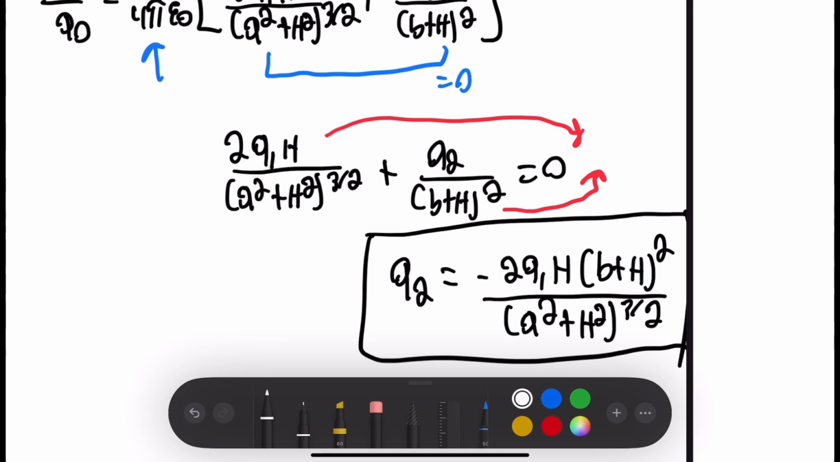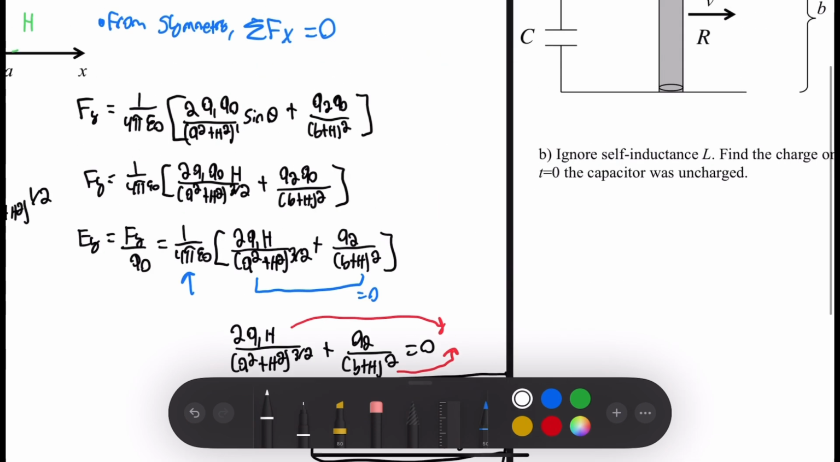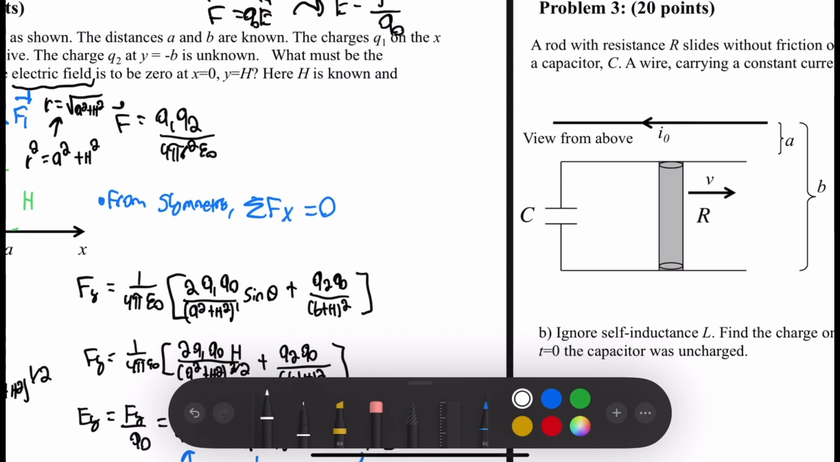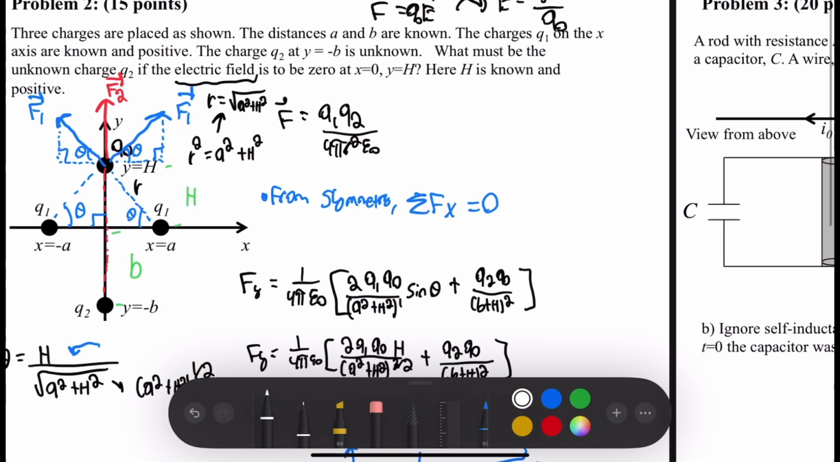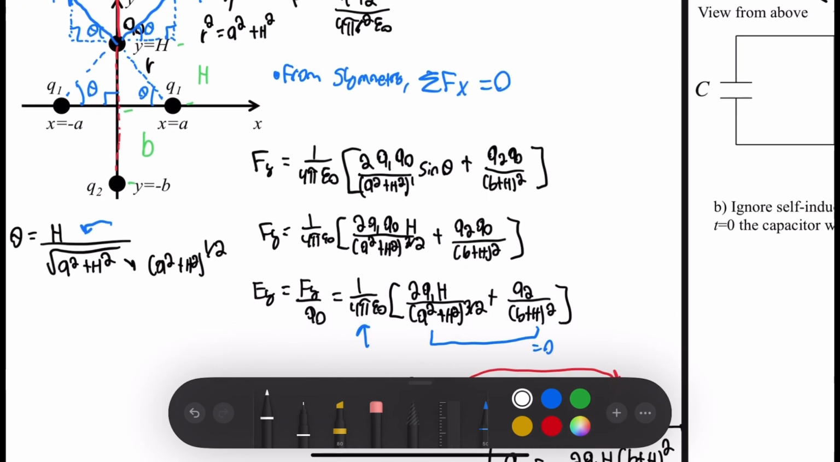So the main thing on this one was just remembering that the electric field is the force divided by the test charge. In this case, I called it Q0. It doesn't really matter what you call it because you're going to divide by it either way. But typically we use Q0 to refer to it.